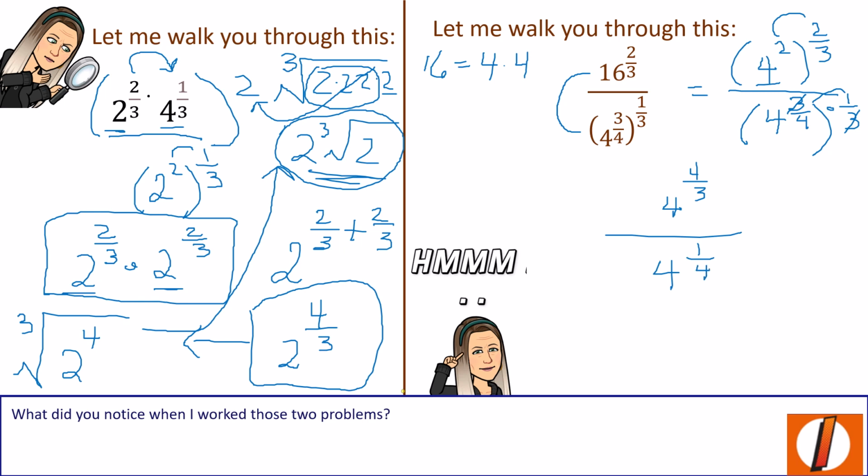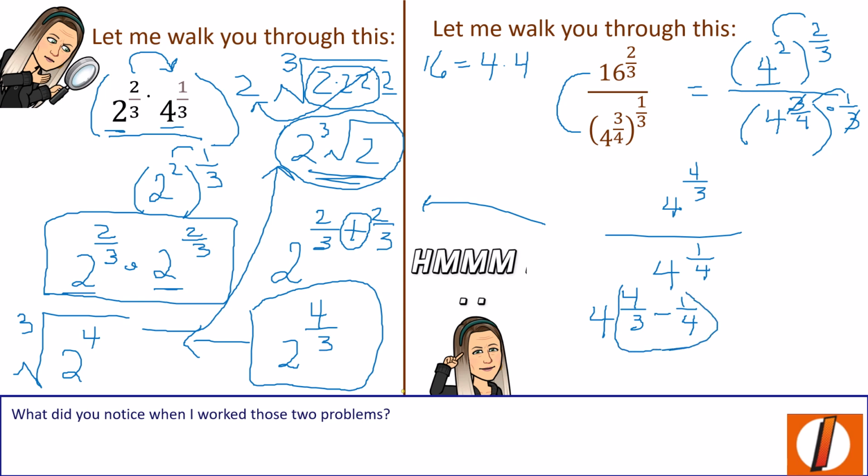All right, this is very much like this, except we are dividing, not multiplying. When we multiply, we add. So predict, what would we do if we're dividing? Yes, we would subtract. So this is going to be 4 to the 4/3 minus 1/4. You subtract the exponents.